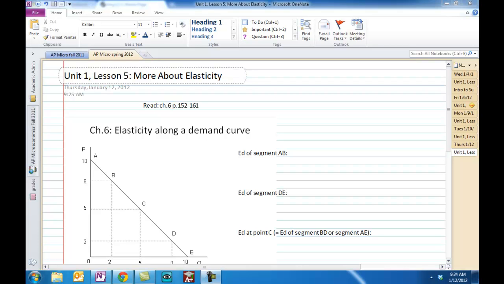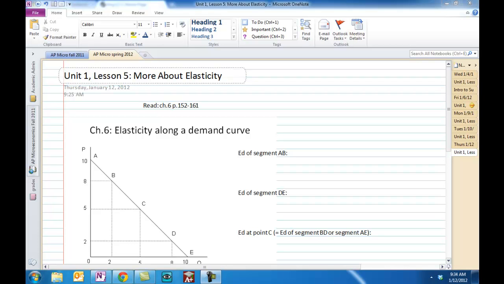And then second, there's a few other types of elasticity. So far we've talked only about price elasticity of demand, and there's other ways that we can apply this concept of responsiveness to price changes that are also interesting. So we'll do both of those things in this lesson.